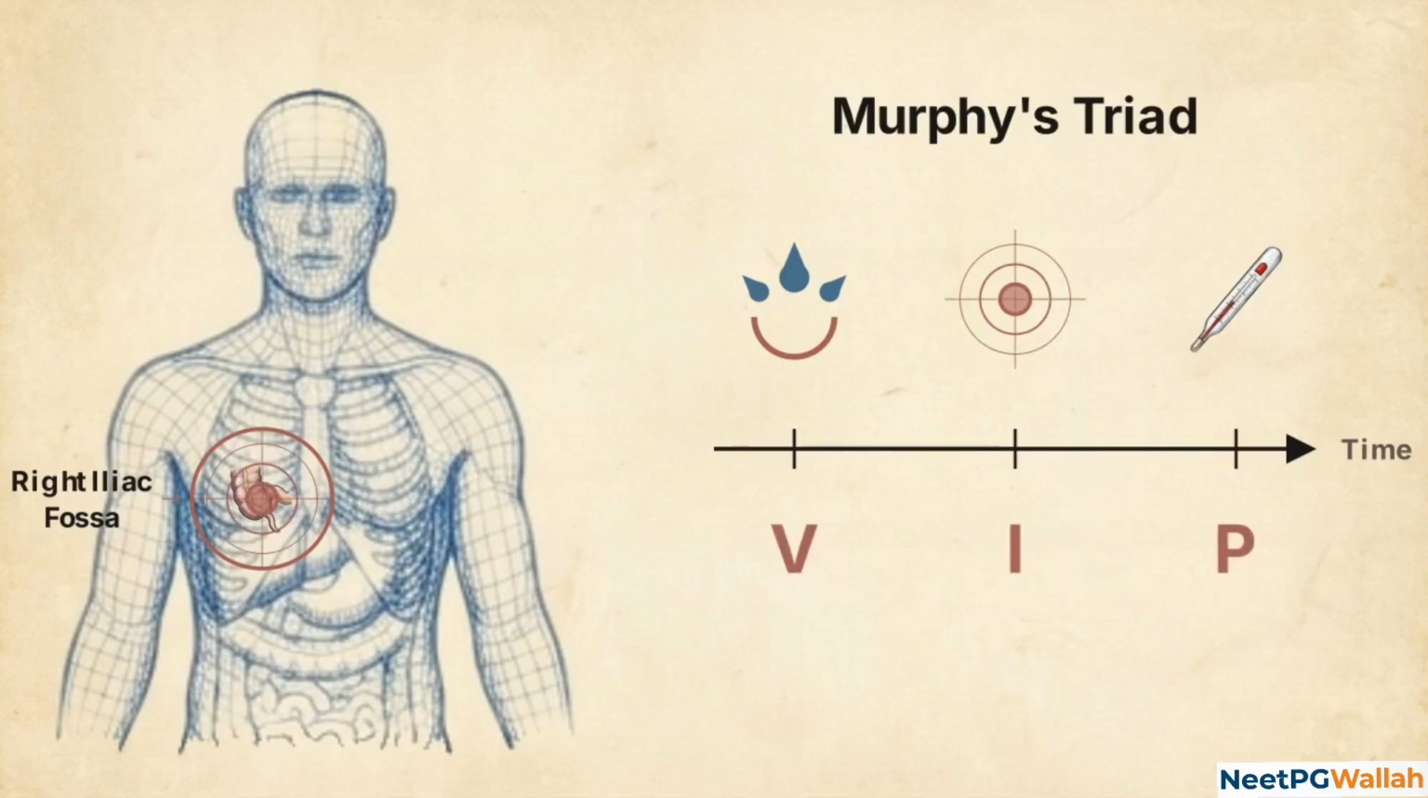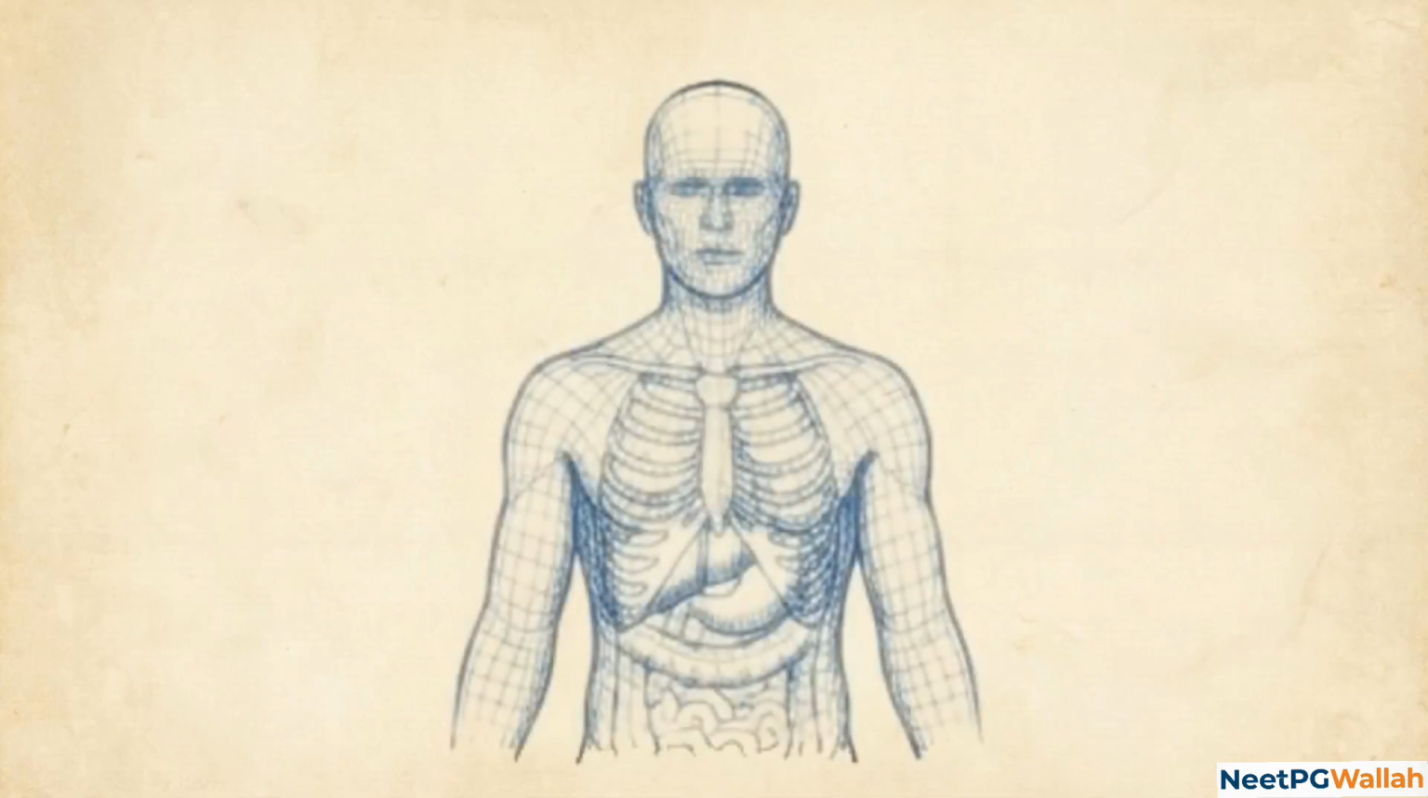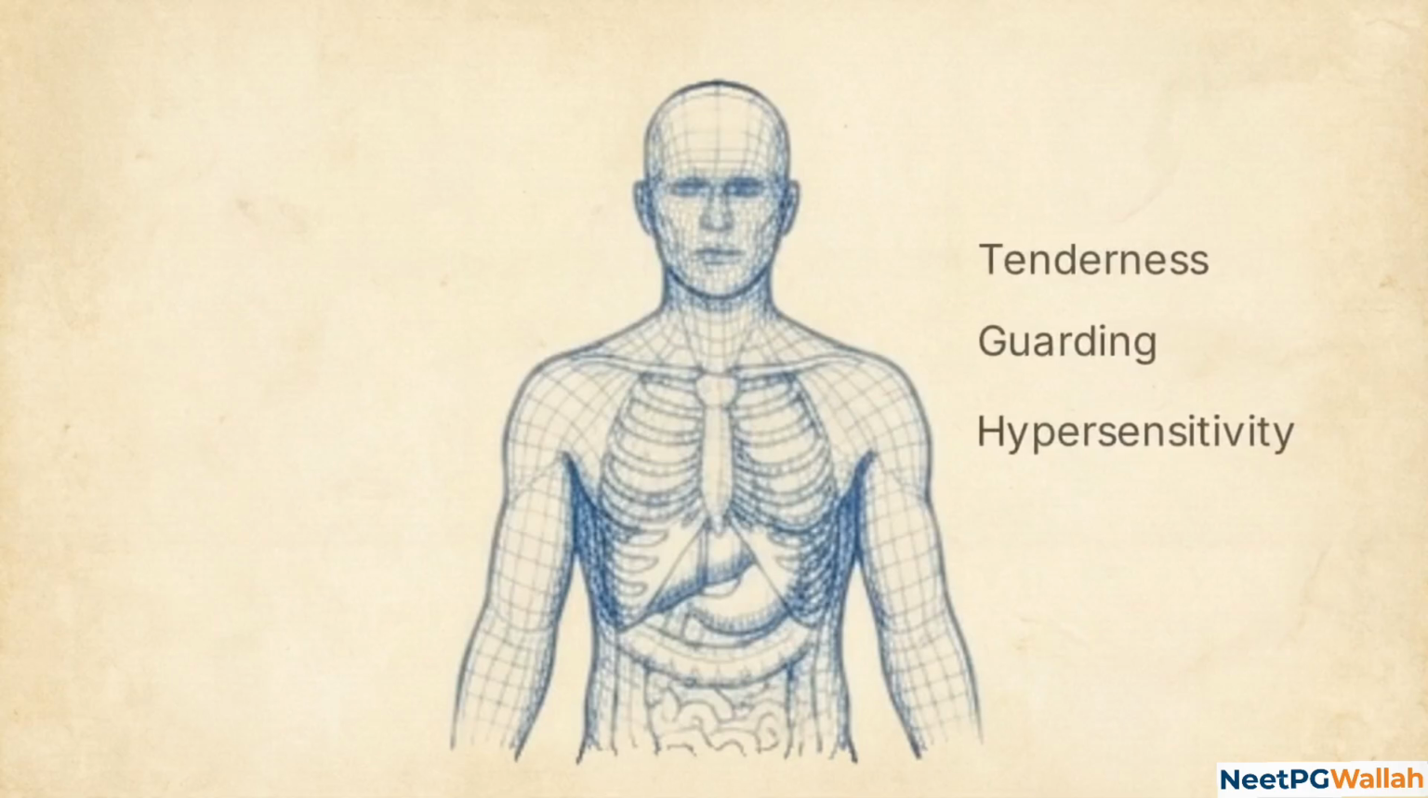The mnemonic for the patient's history is VIP: vomiting, iliac fossa pain, and pyrexia. While Murphy's triad maps the historical progression, Dulafoy's triad is its physical exam counterpart. It focuses entirely on localized tactile findings. Dulafoy's is composed of tenderness, guarding, and hypersensitivity of the skin, all localized at McBurney's point.